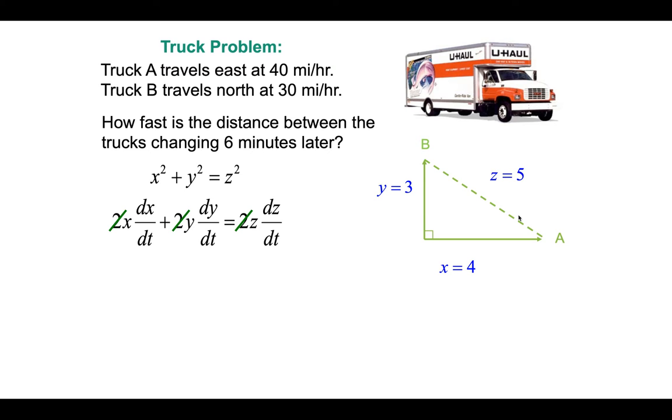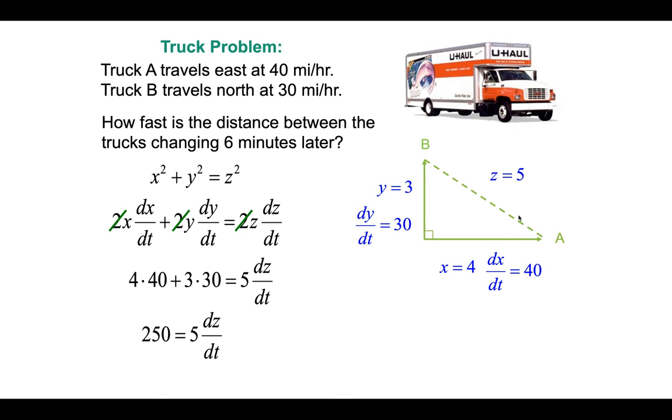All right, we can divide both sides by 2 and just get rid of all the 2's, just clean it up a little bit. dx/dt is 40 miles per hour, and x is 4. dy/dt is 30 miles per hour, and y is equal to 3. So we're going to have 4 times 40 plus 3 times 30 equals the 5 that we know times dz/dt. We don't know dz/dt right now.